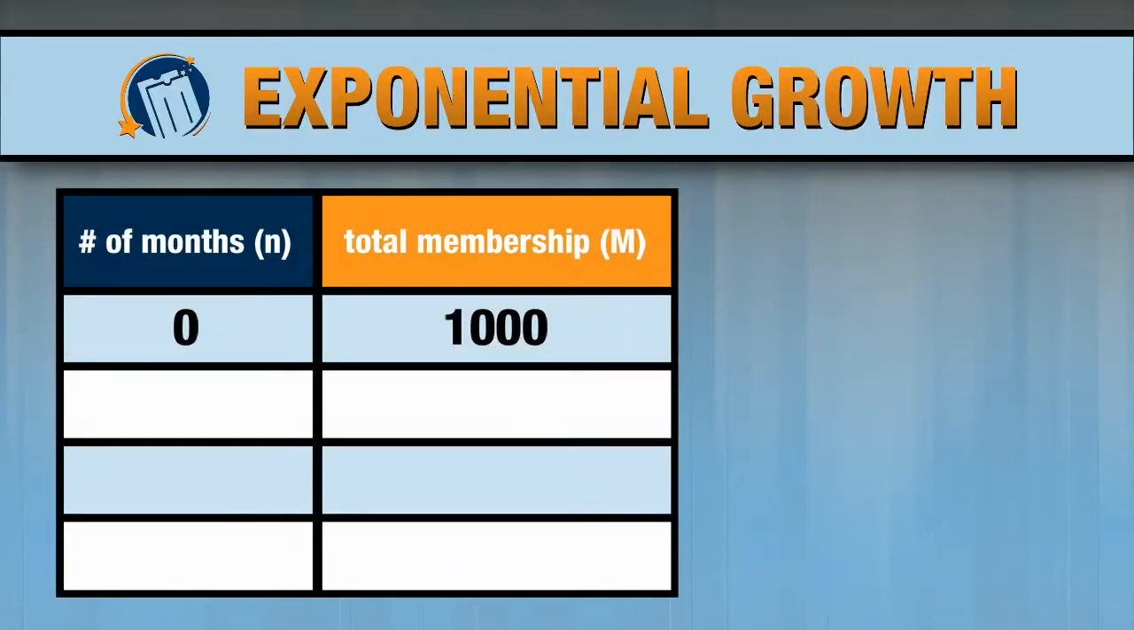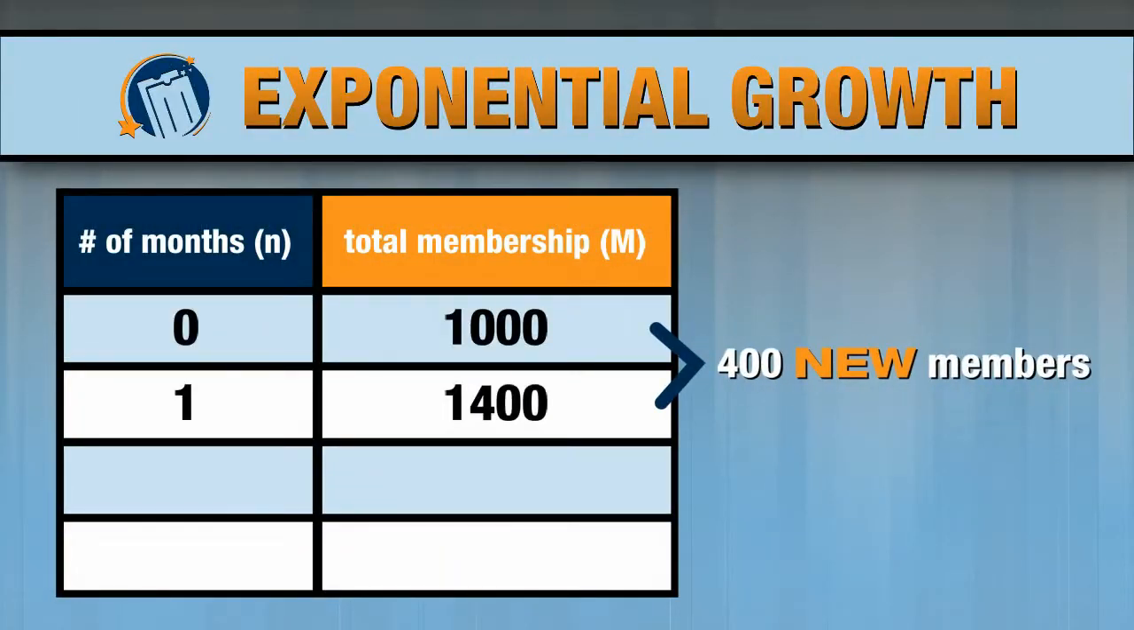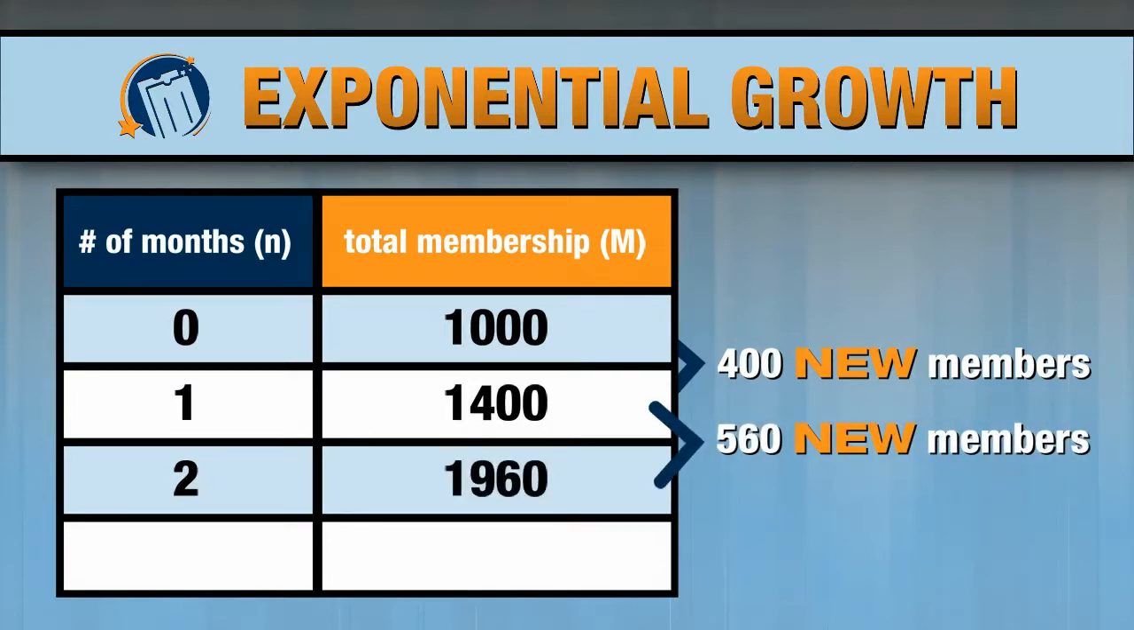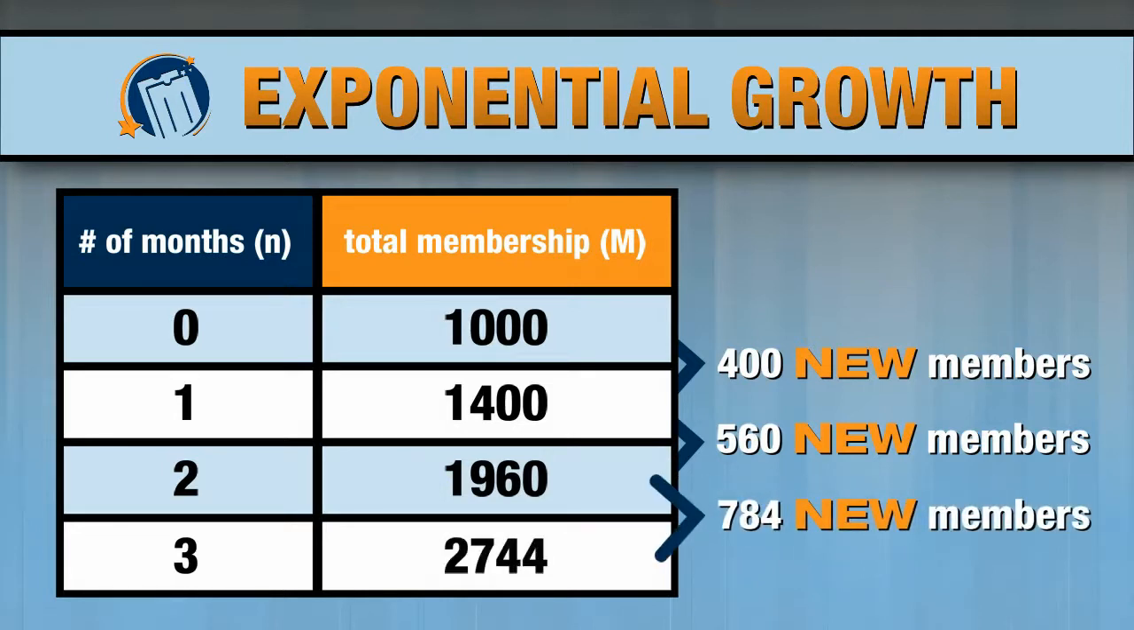Check this out. During the first month, 400 people joined. But during the second month, LiveLink Tickets gained more than 400 new members. Each month's membership is not found by adding the same amount each month, but by multiplying the previous month's membership by the growth factor, 1 and 4/10. We can see that the pattern of multiplication continues.